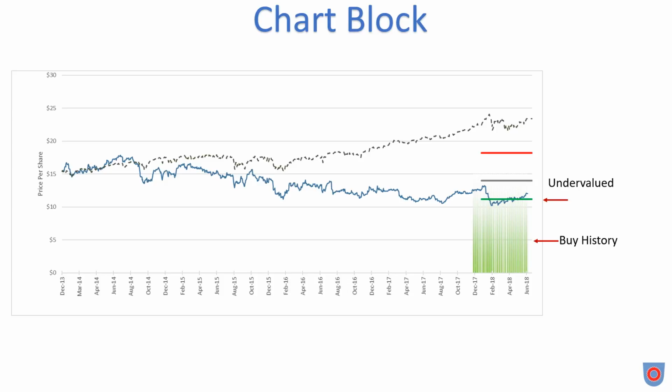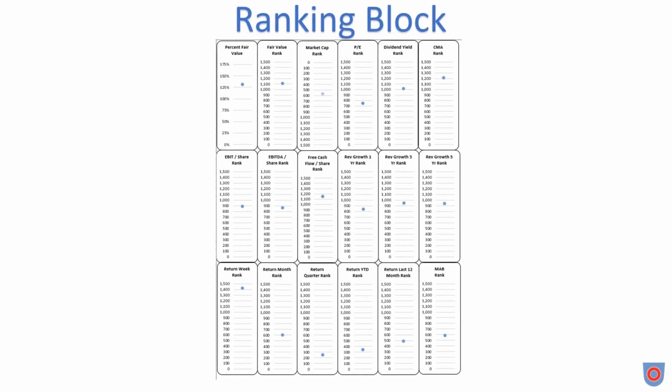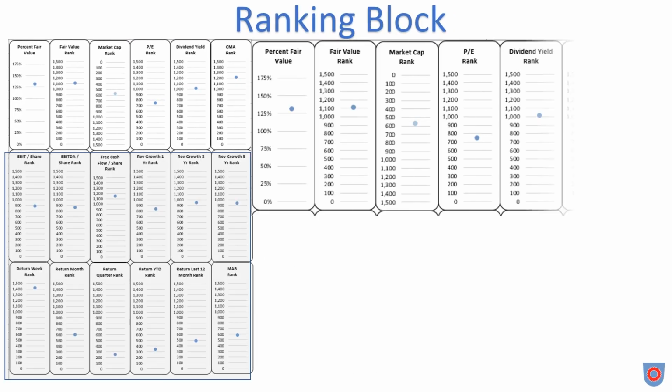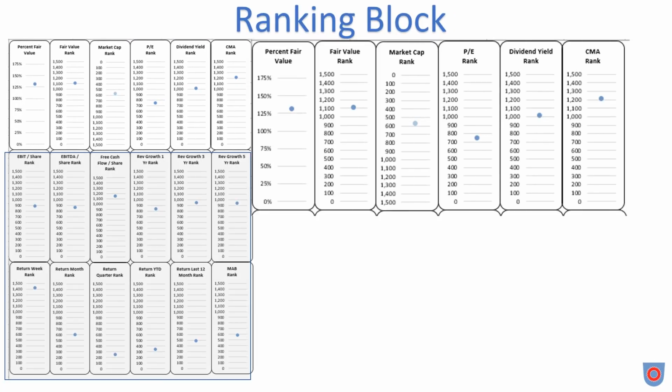The third block of information is the ranking block. This block compares several important factors with the rest of the stock market or the individual stock. There are 18 ranking sliders. Starting in the upper left-hand side, you will see a slider titled Percent Fair Value. This slider graphically shows a position the current stock price has relative to fair value.